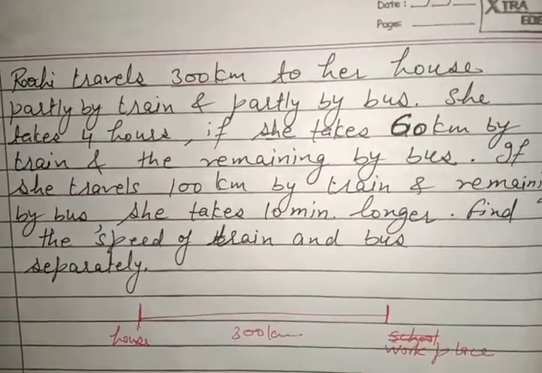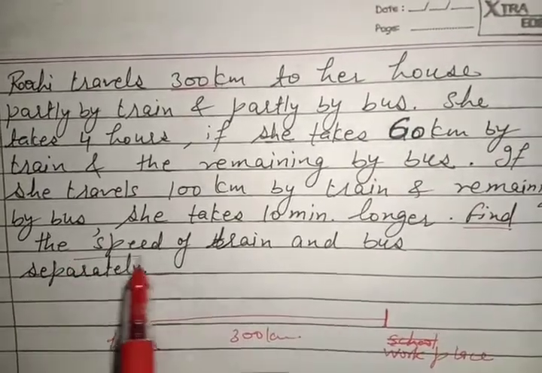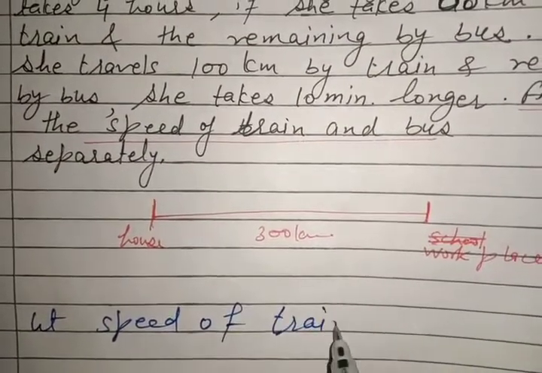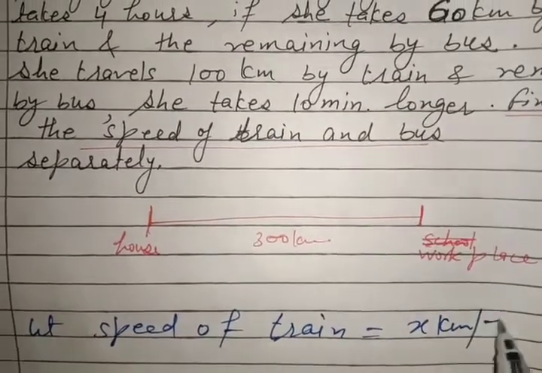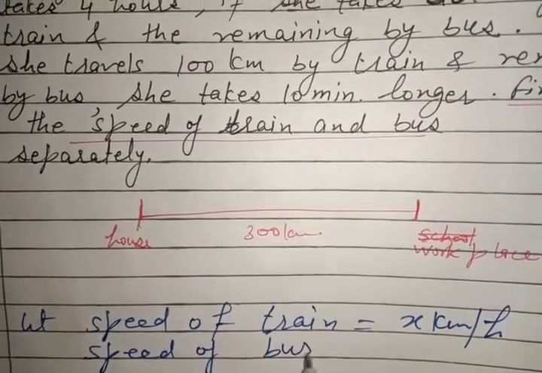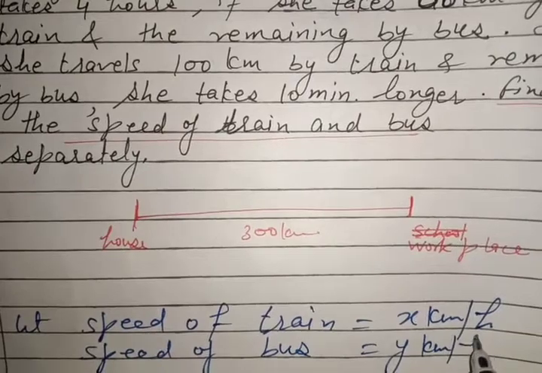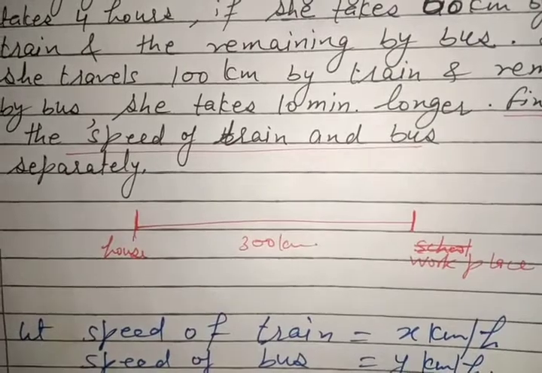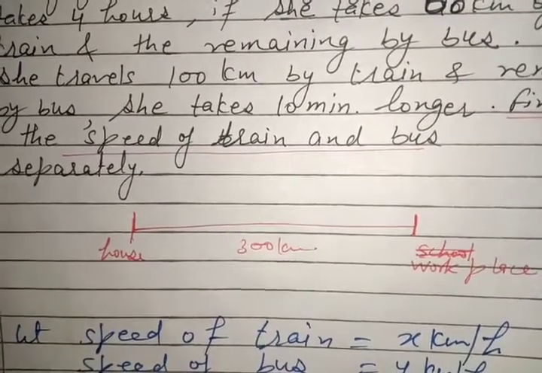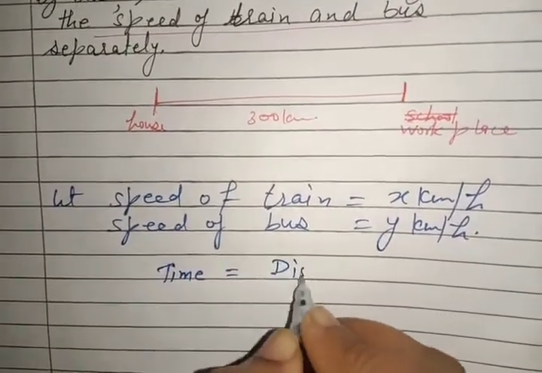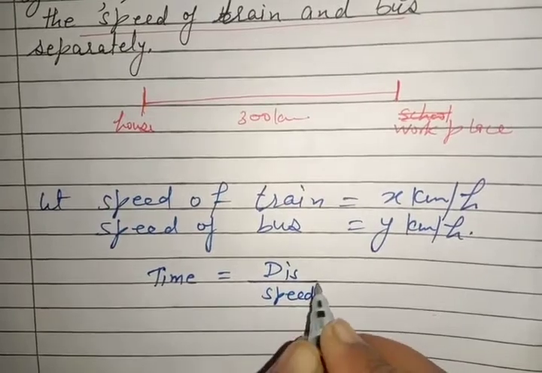So first of all, we'll read the last line. Find the speed of the train and the bus. So let the speed of the train be x kilometer per hour and the speed of the bus be y kilometer per hour. Speed we know. If we know the distance, can we find the time? Yes. The formula for time is distance upon speed. In the first part we have used the same formula.